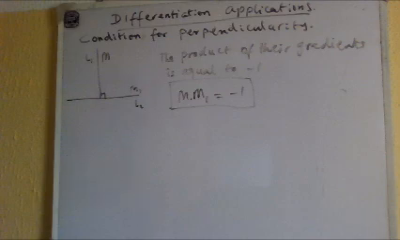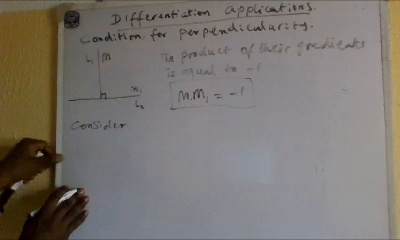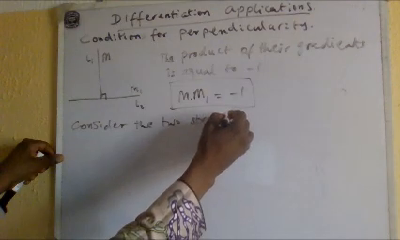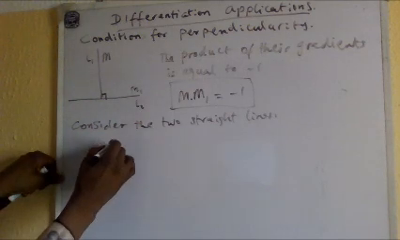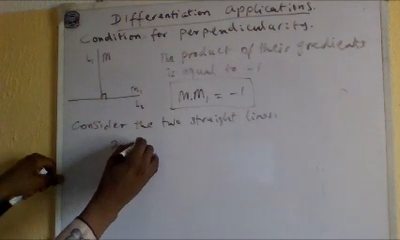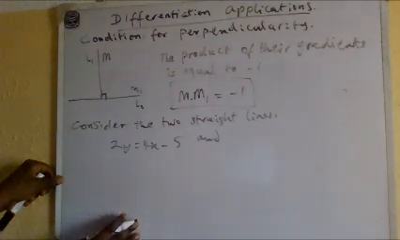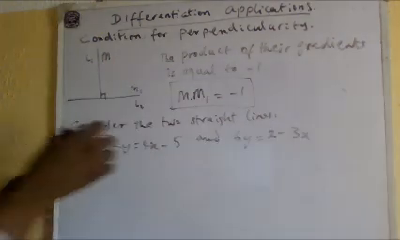Okay. So we are going to consider two straight lines. The first straight line I'm looking at is this equation: 2y is equals to 4x minus 5, and 6y is equals to 2 minus 3x. So these are two straight lines.